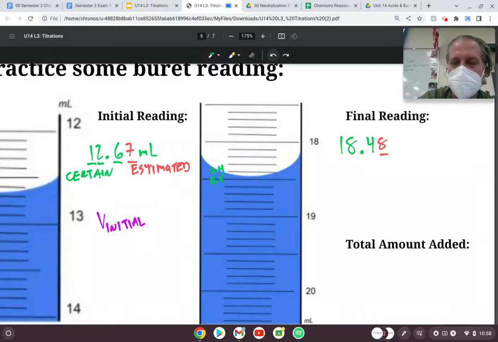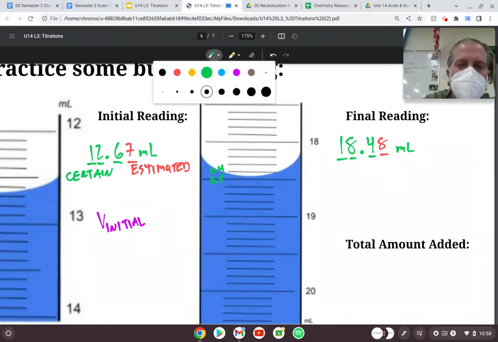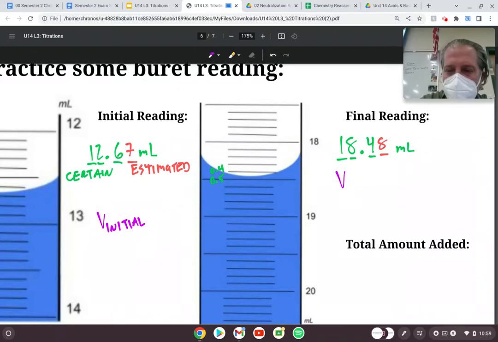But again, as long as you are reading the burette the same way, you should be okay. And as long as it's within reason, you should be okay. So this is going to be our final volume.